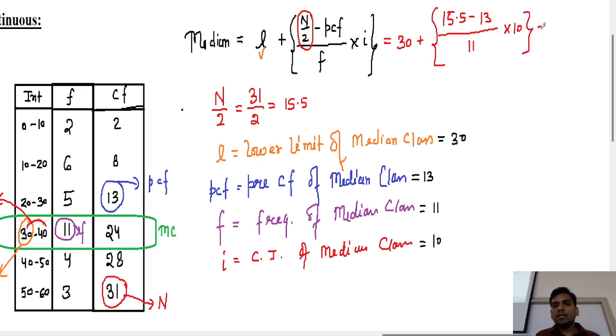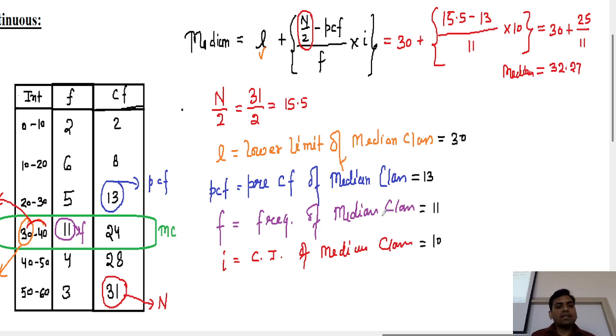Clear? So your answer is what? 15.5 minus 13 is 2.5. 2.5 into 10 is 25. 25 upon 11 plus 30. Please calculate. 25 upon 11 plus 30. So the answer is 32.27. This is the required median. Is it clear? Any doubt? Any confusion?